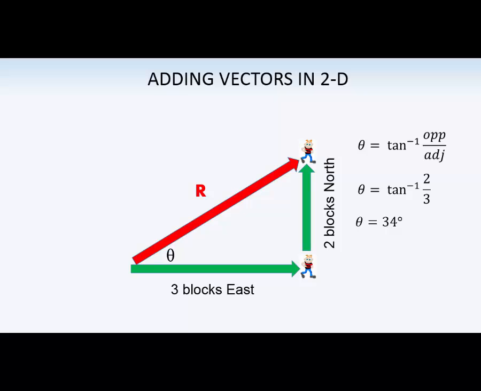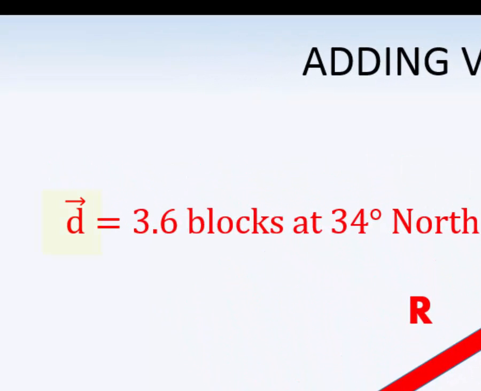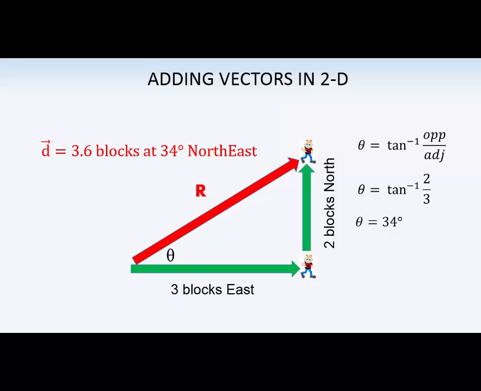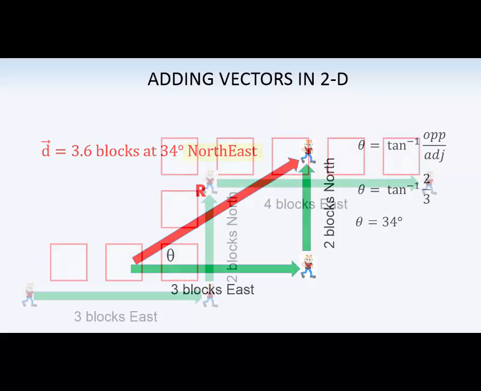Combining this with our value for the magnitude of the resultant, we get a displacement of 3.6 blocks at 34 degrees northeast. Now notice I don't write that as delta x for the displacement because this is not strictly horizontal or vertical. So instead I write distance with an arrow over it to indicate it is a vector. Also notice that I have to include the map direction of northeast in my direction.